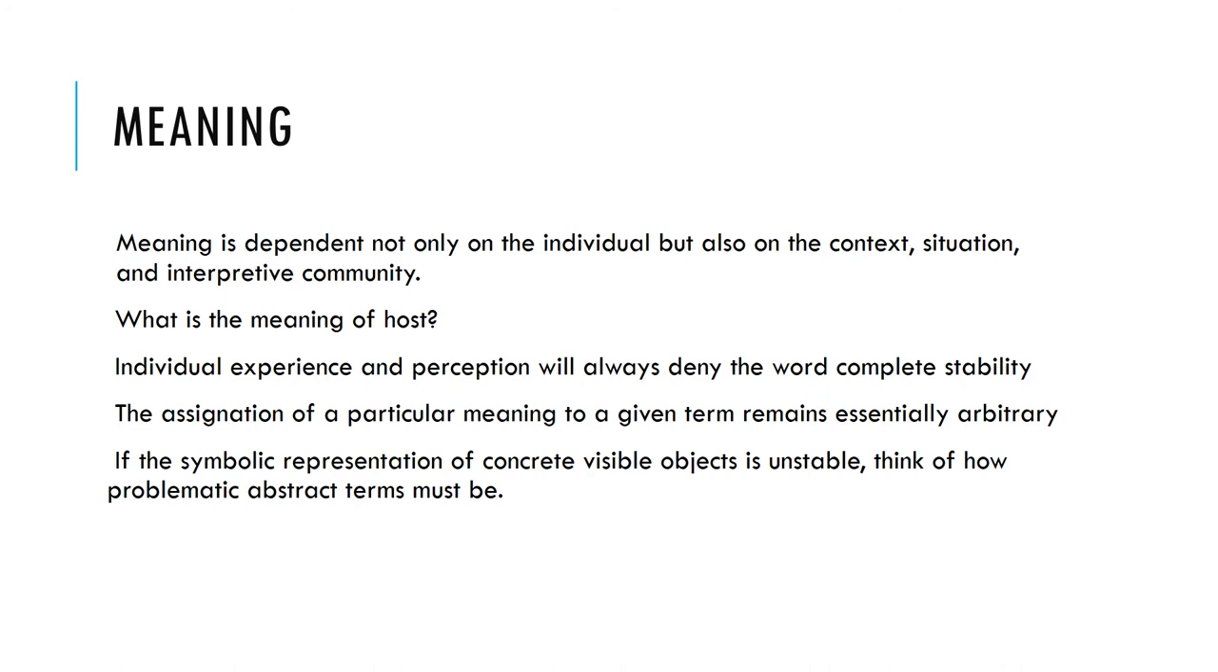Individual experience and perception will always deny the word complete stability, because things move and change depending on how we're using the word in context. The assignation of a particular meaning to a given term remains essentially arbitrary. In other words, it is by chance. If the symbolic representation of concrete visible objects is unstable, think of how problematic abstract terms must be. When we think of abstract terms, we want to think of words like love and meaning and those words that don't refer to concrete objects like tables, chairs, forks, and pencils.